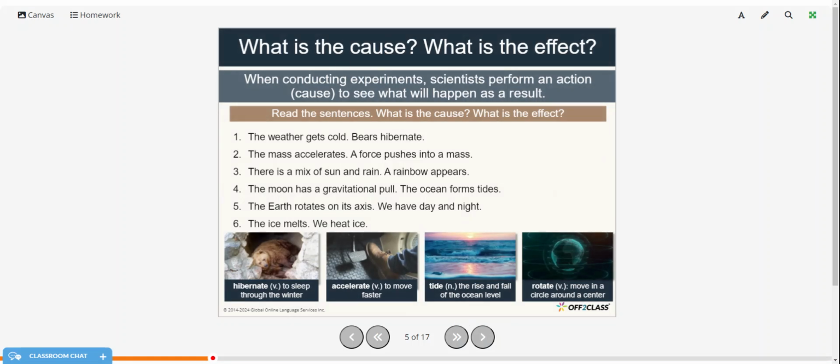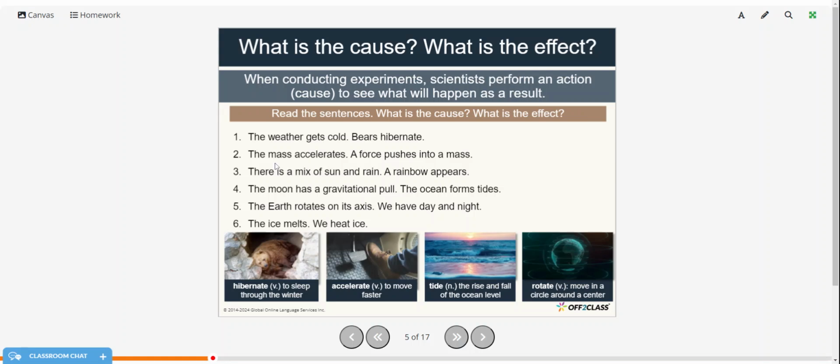So, when conducting an experiment, scientists perform an action or cause to see what will happen as a result. So, read the sentences and what is the cause and what is the effect? So, here, the weather getting cold is the cause, the effect is bears hibernating.